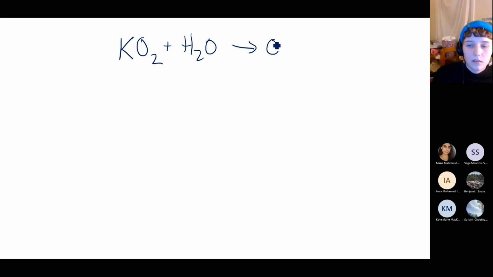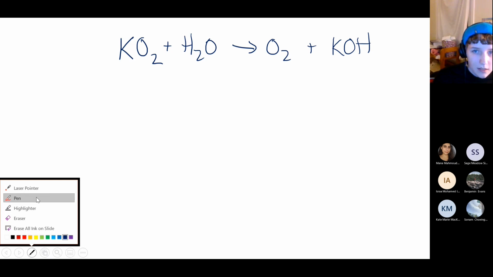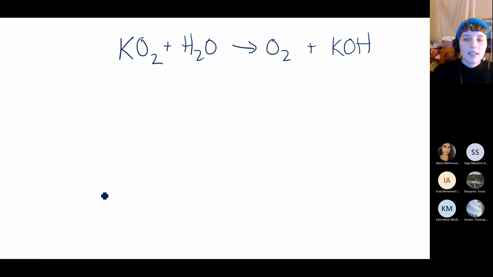Okay, what should I do now? Limiting reagent stuff and percent yield. Let's do that. KO2 plus H2O yields O2 and KOH. Makes sense. I'm glad I put this question in then. We could have just been lost. Okay, so here is a reaction.